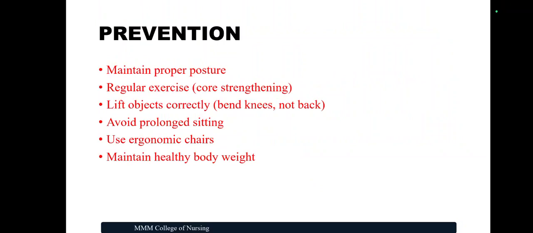Moving on to the prevention. Maintain proper posture, regular exercise, lift objects correctly, avoid prolonged sitting, use ergonomic chairs, and maintain a healthy body weight.